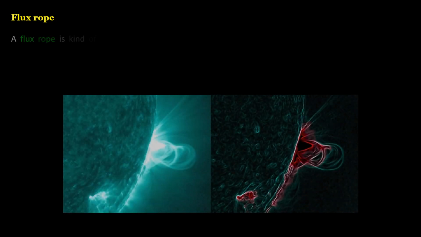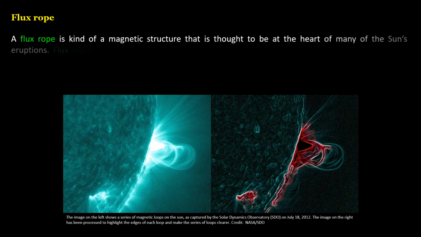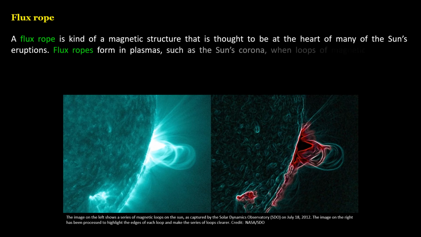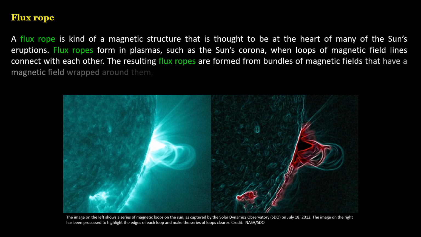Flux rope. A flux rope is a kind of magnetic structure that is thought to be at the heart of many of the Sun's eruptions. Flux ropes form in plasmas, such as the Sun's corona, when loops of magnetic field lines connect with each other. The resulting flux ropes are formed from bundles of magnetic fields that have a magnetic field wrapped around them, like the stripes on a candy cane.